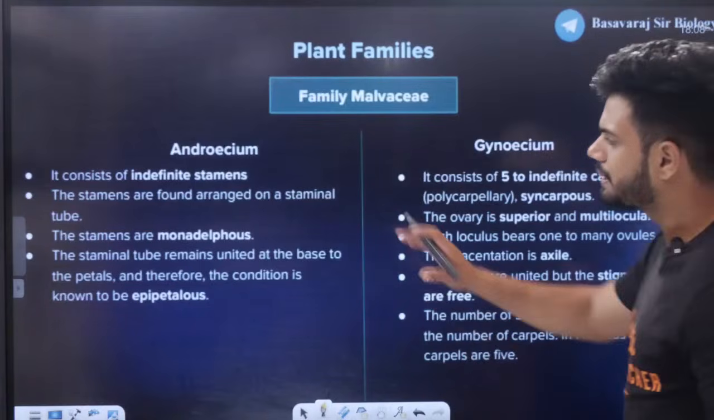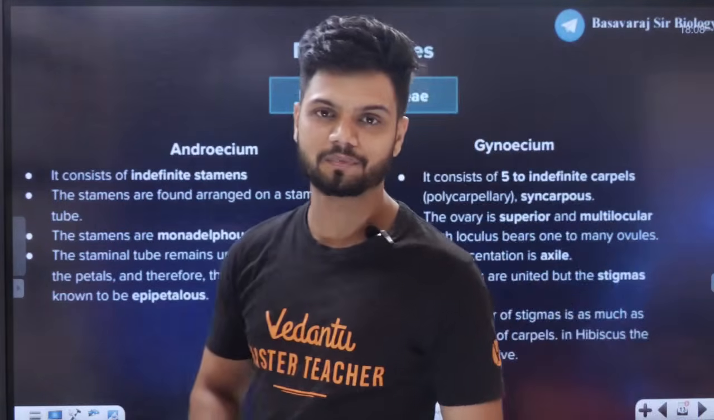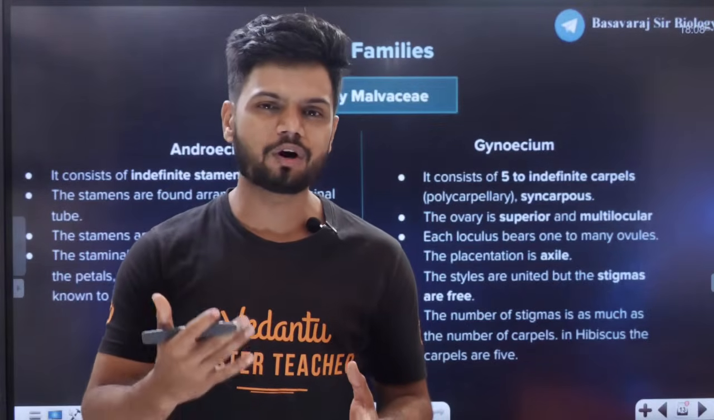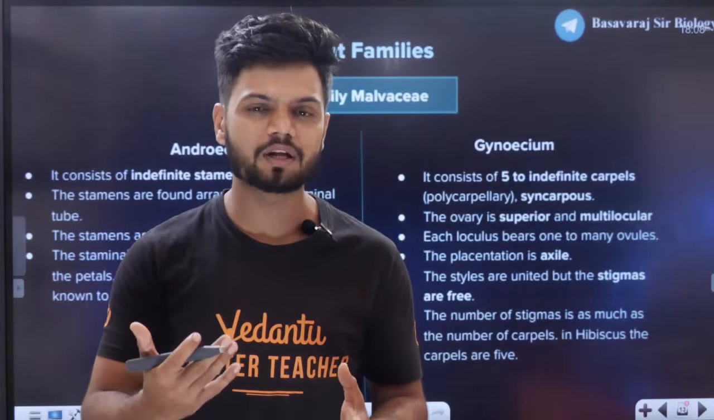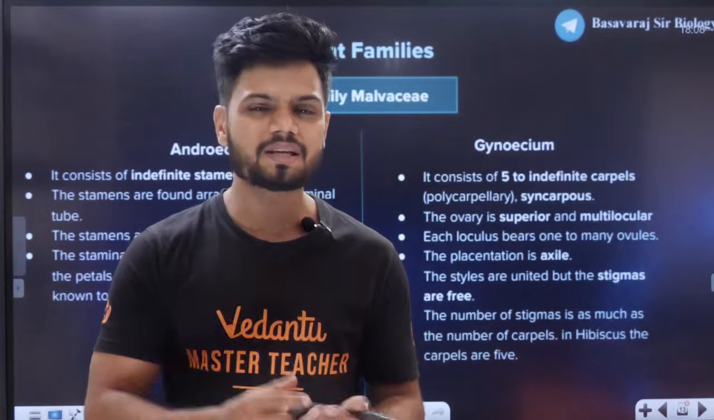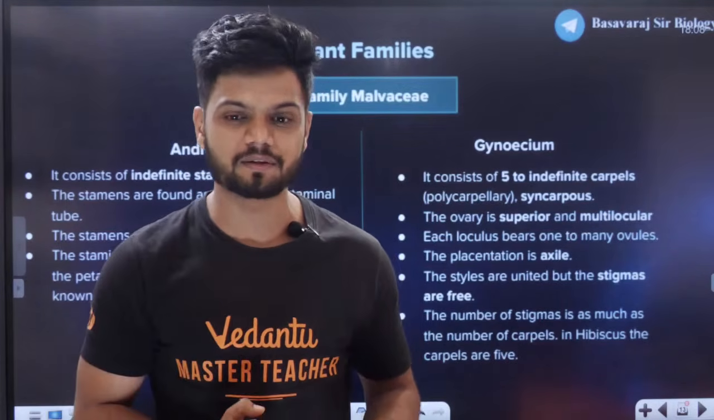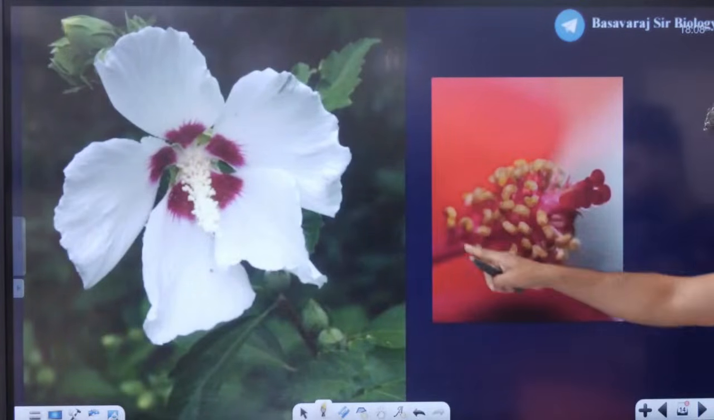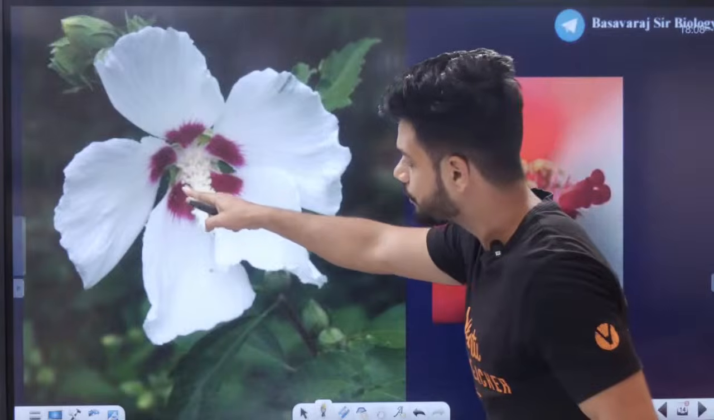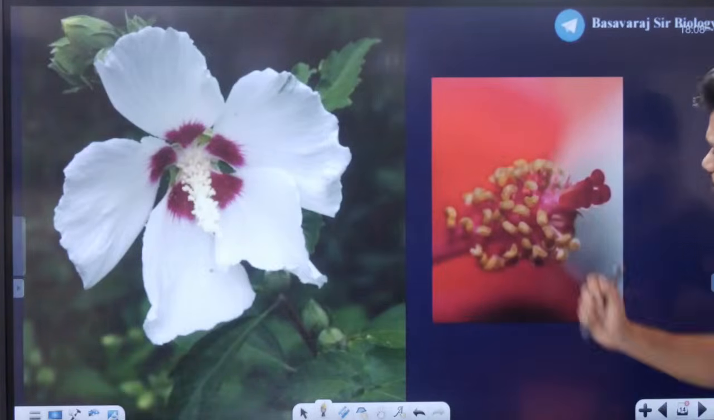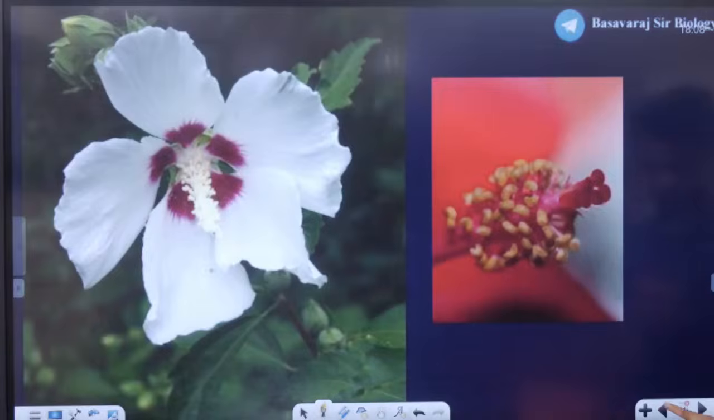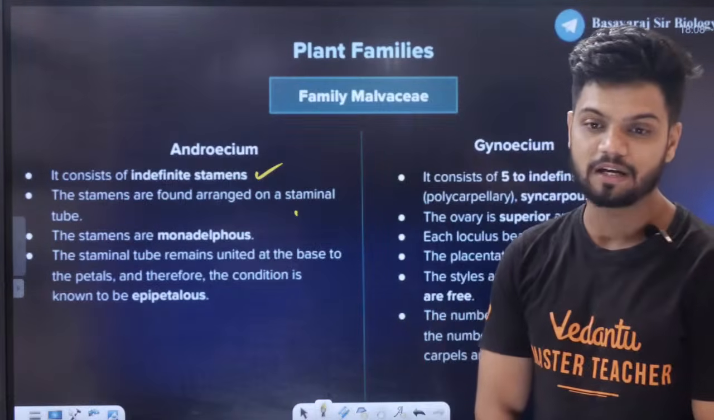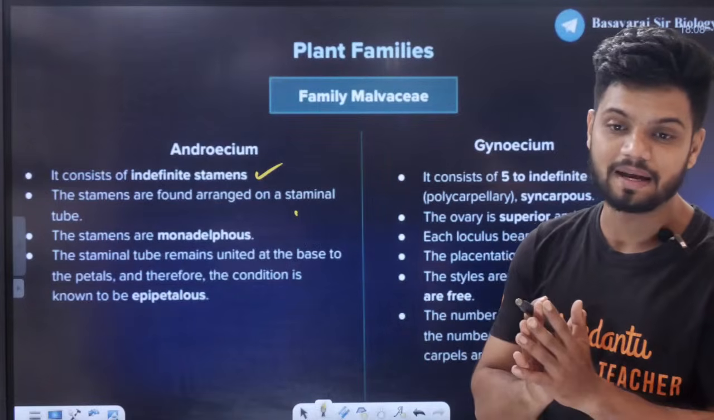Okay. Now what about androecium? What is so special about androecium here? The speciality about your Malvaceae is, students, have you ever observed a particular hibiscus flower? Do you see a single stamen or do you see a group of stamen there? See, a group of stamen here, many stamen, you can't even count them. So many stamen will be there. So here, the stamen is usually indefinite.